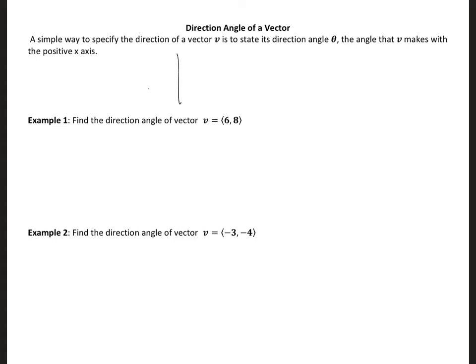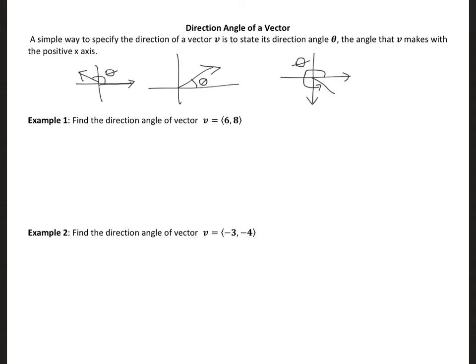So what do we mean? If this is my vector v, this is the angle we are talking about. Sometimes the vector could even be here, and this is the angle theta we'll be looking for. Or it could be in this quadrant, and this is the angle we are looking for. This is theta. Remember, it is the angle it makes with the positive x-axis.